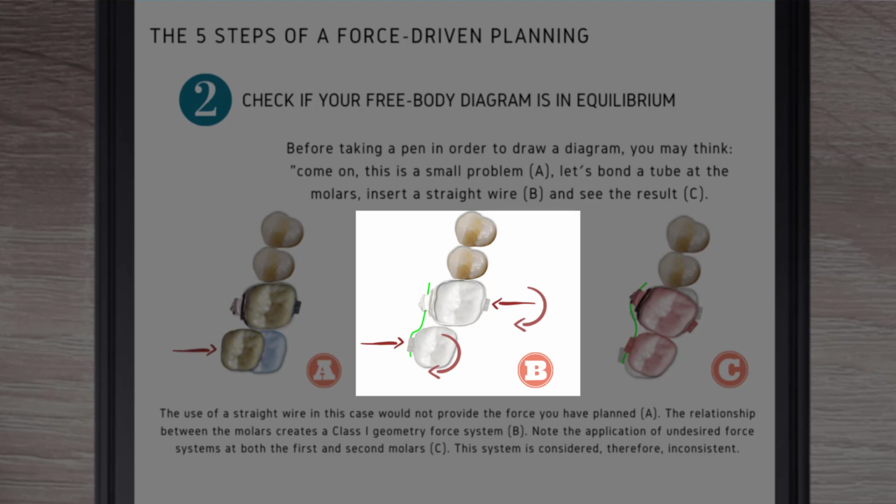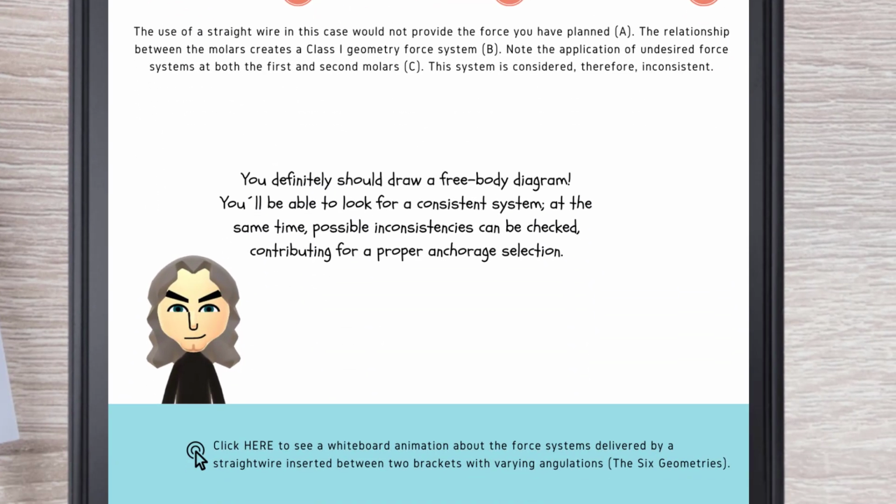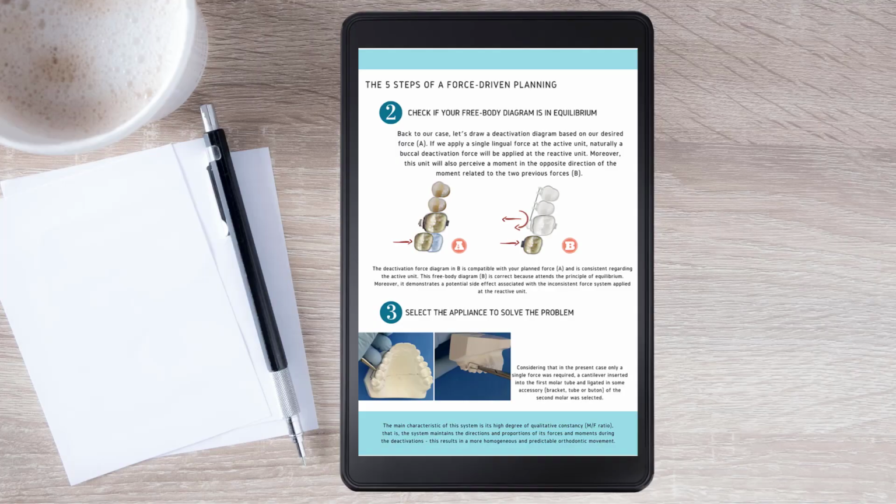Here the tooth rotations were exaggerated for illustration purposes. You definitely should draw a free body diagram. You will be able to look for a consistent system. At the same time, possible inconsistencies can be checked, contributing for a proper anchorage selection. Let's come back to our case.